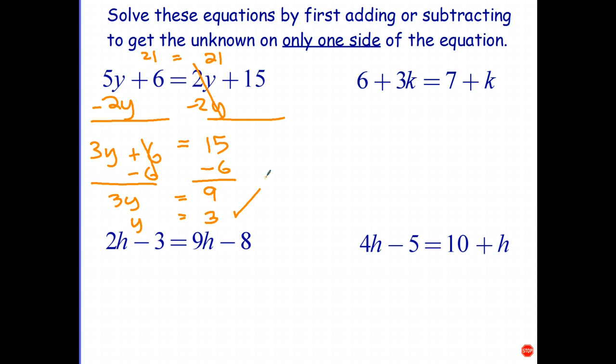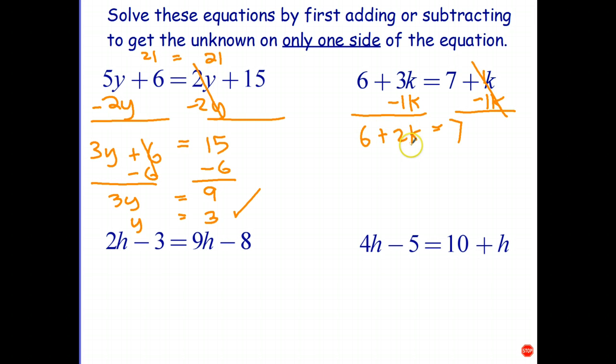Okay, I'll do another one. This time I've just got a k there. Of course, that really is 1k, so it might be worth writing that 1 in front of the k. So what I'm going to do first, again, take away the smaller amount. The 1k is smaller than 3k. So subtract 1k from each side. And that leaves us with 6 plus 3k take 1k is 2k. Plus 1k minus 1k disappears. And we end up with a pretty simple little equation.